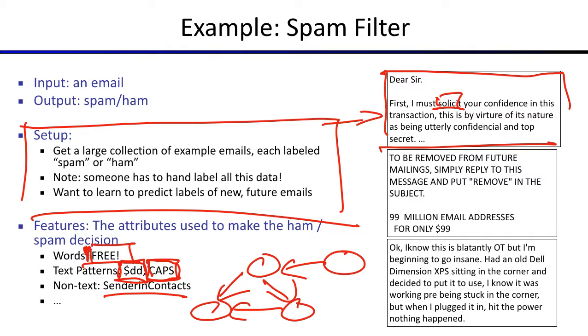So here's the spam filtering problem, and again, what we want to be able to do is say this first email is spam. The second email, where they're trying to sell me 99 million email addresses for only $99, is probably also spam, and some friend of mine complaining about her computer being broken is maybe not spam.